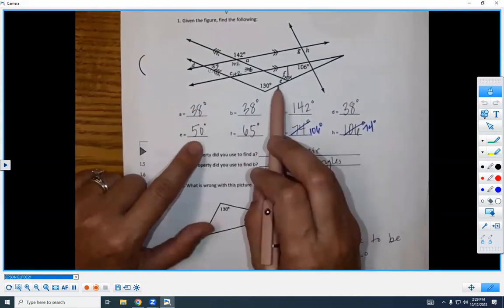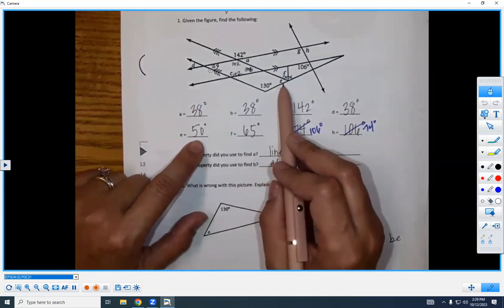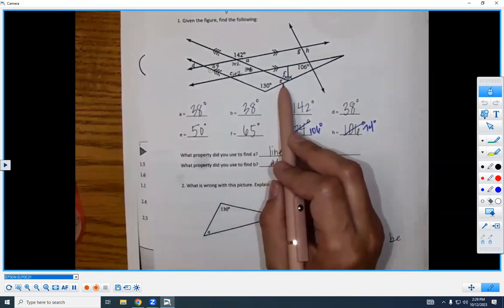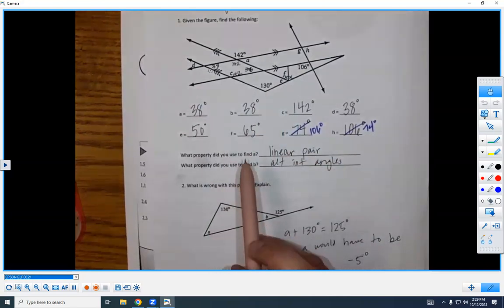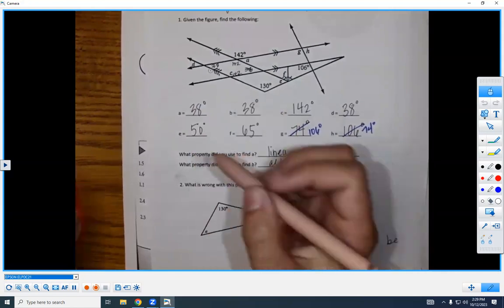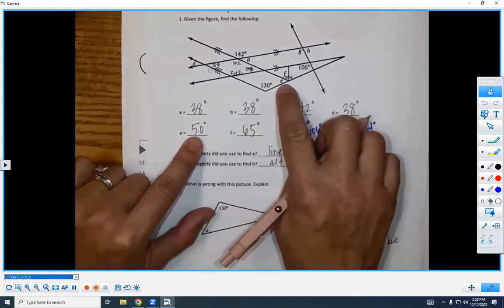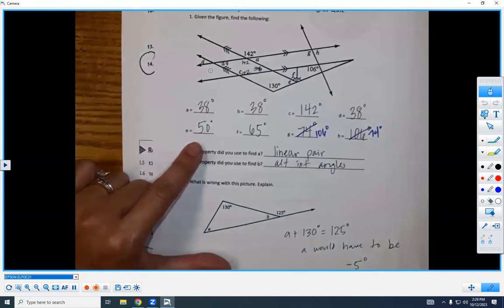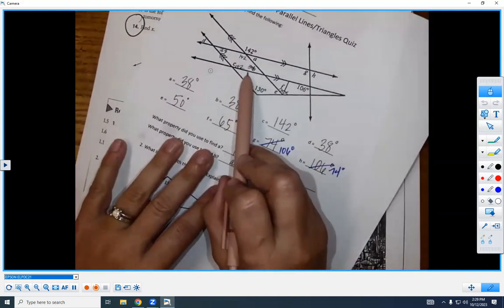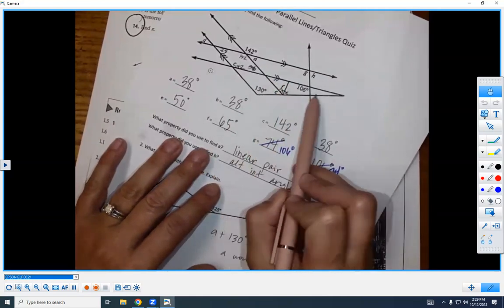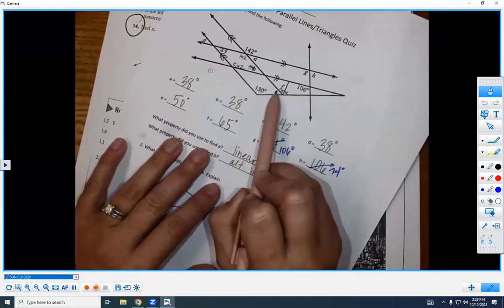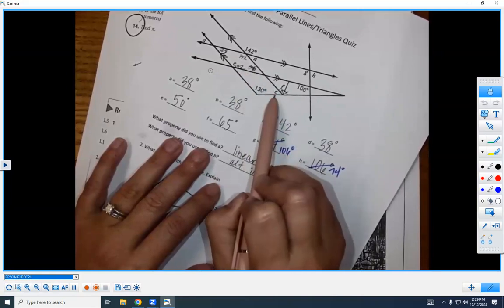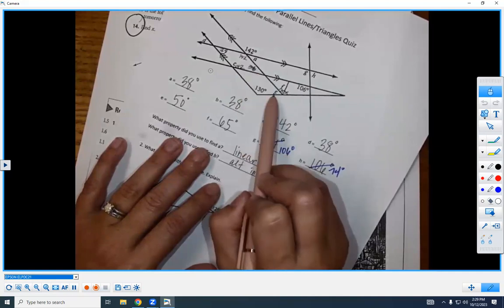So E, why did people get a number? What number did you get if you didn't get 50? 38. Yeah, 38 is what you got if you didn't get 50. So why would you get 38 for E? If you got 38, I think it's because you thought this line was parallel to this line and thought those were consecutive angles. Not consecutive, corresponding angles is the words I was looking for.